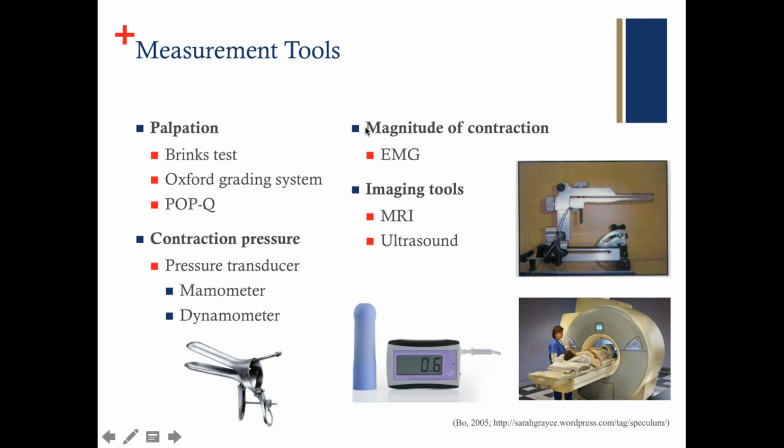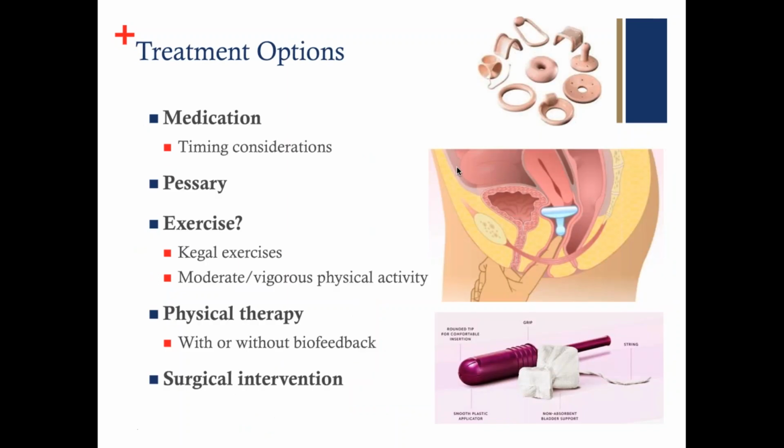We could talk about the magnitude of contraction using something like an EMG, and we can use imaging tools like an MRI or an ultrasound. Now, one thing to note is, especially when we're looking at something like vaginal delivery, using an MRI and an ultrasound might be the only tools that we could easily see some sort of tearing in the levator ani. Our other systems might not be able to pick up that type of change in the pelvic floor.